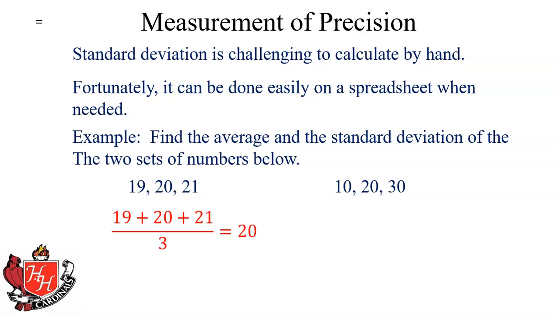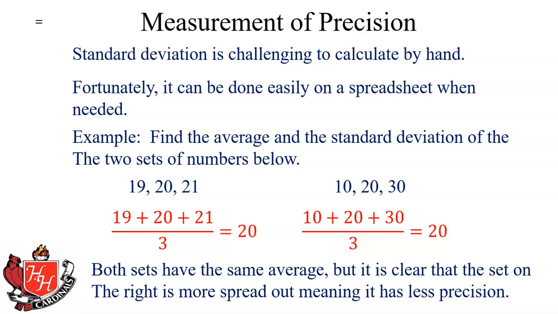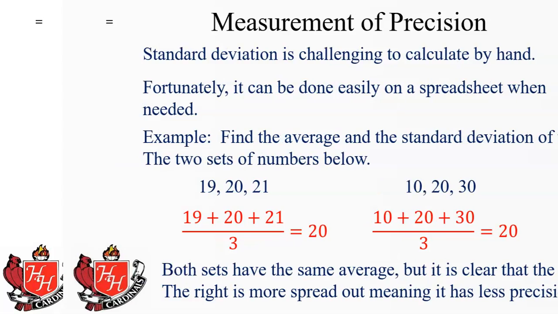As you know, you take the average of numbers by adding the numbers together and then dividing by how many numbers you have. So 19 plus 20 plus 21 divided by 3 gives you an average of 20. If you do the same thing to the 10, 20, and 30, you also get an average of 20. So both of those sets of numbers have the same average, but you can clearly see that the set on the right is more spread out than the set on the left. So how do we express the fact that it is more spread out even though they have the same average? That is the standard deviation. It's clear that the set on the right is more spread out, meaning it has less precision.